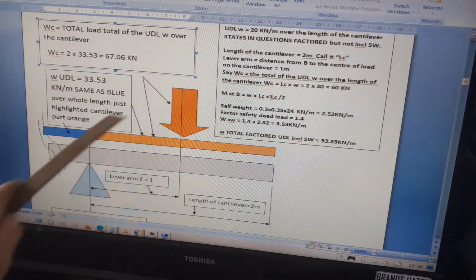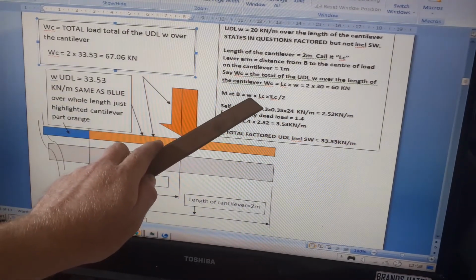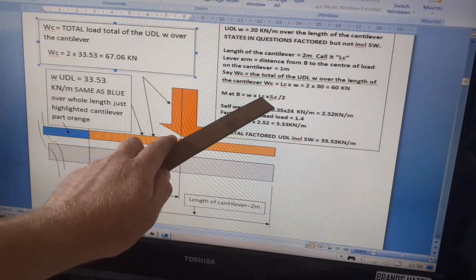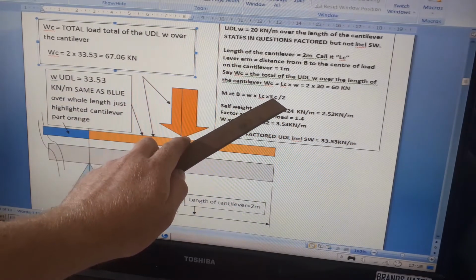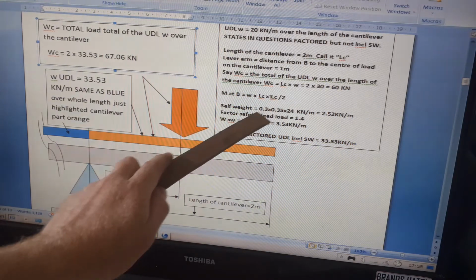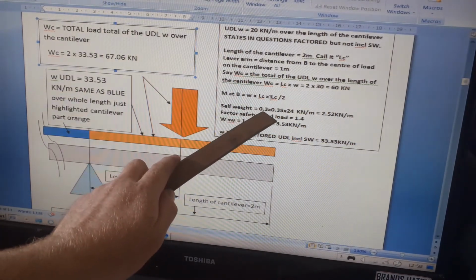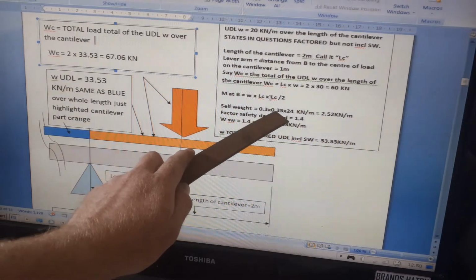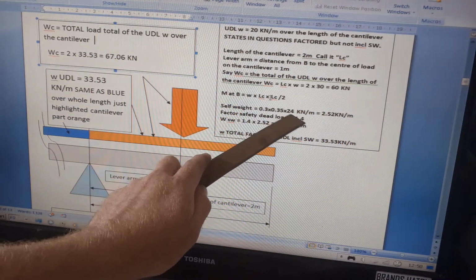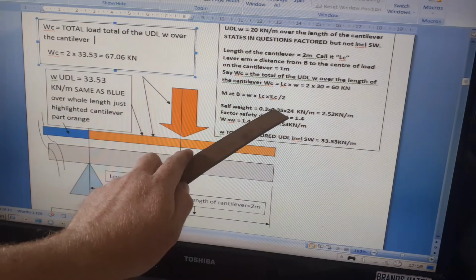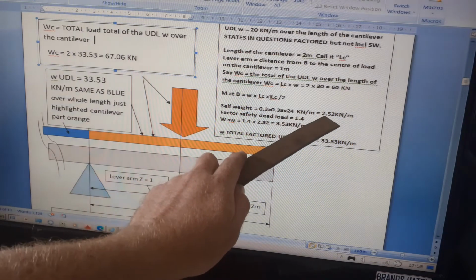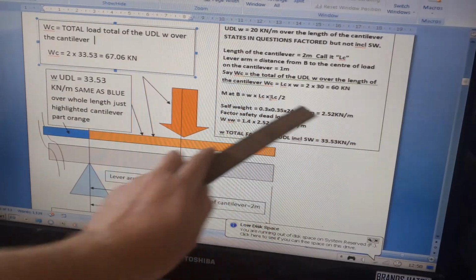So the moment at B is given by the UDL over the cantilever times the length of the cantilever times the lever arm, which is the length of the cantilever over 2. So I quickly did a calculation to say that the self weight is equal to the width of the section times the depth of the section times the unit weight, which is 0.3 meters times 0.35 meters times 24, which is 2.52 kilonewtons per meter.